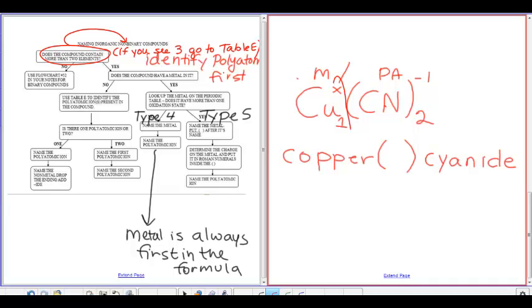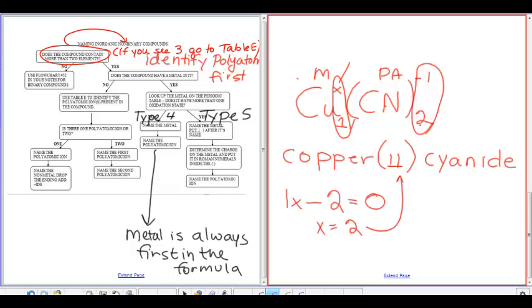And then we do bottom times top, 1x. There are 2 cyanides here. That's what this number means outside the parentheses. Bottom times top, -2, that has to equal 0. X equals 2. So that number goes in Roman numerals inside the parentheses. This is copper, Roman numeral 2, cyanide. Again, this is a type 5 compound.